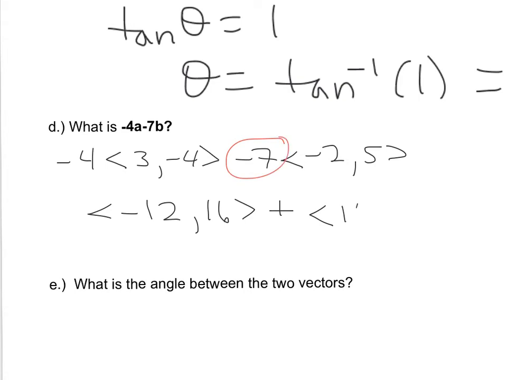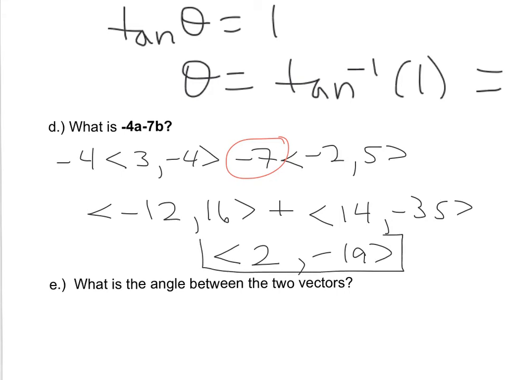So that's going to give me positive 14, and negative 35. And then I'll simply add the components. Negative 12 plus 14 gives me 2. That's just adding the x parts. And then 16 plus negative 35 gives me negative 19. So this is the vector negative 4a minus 7b.